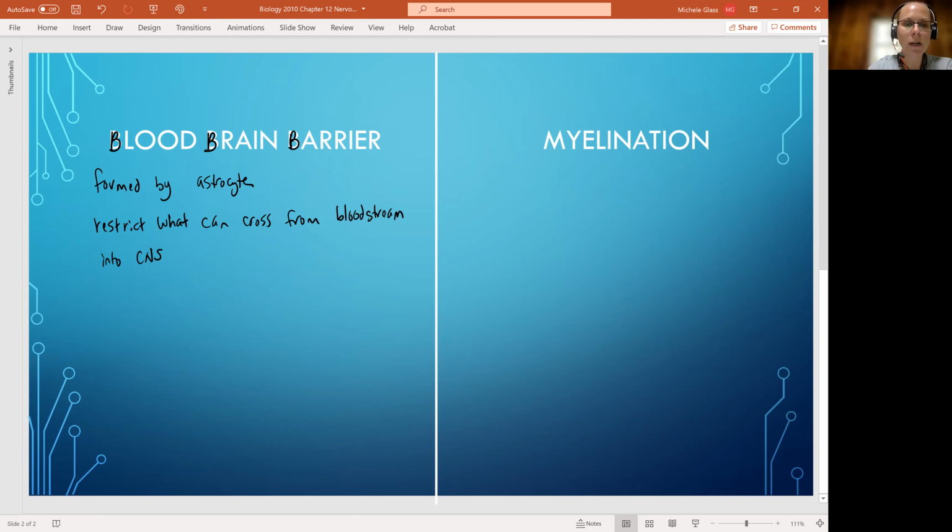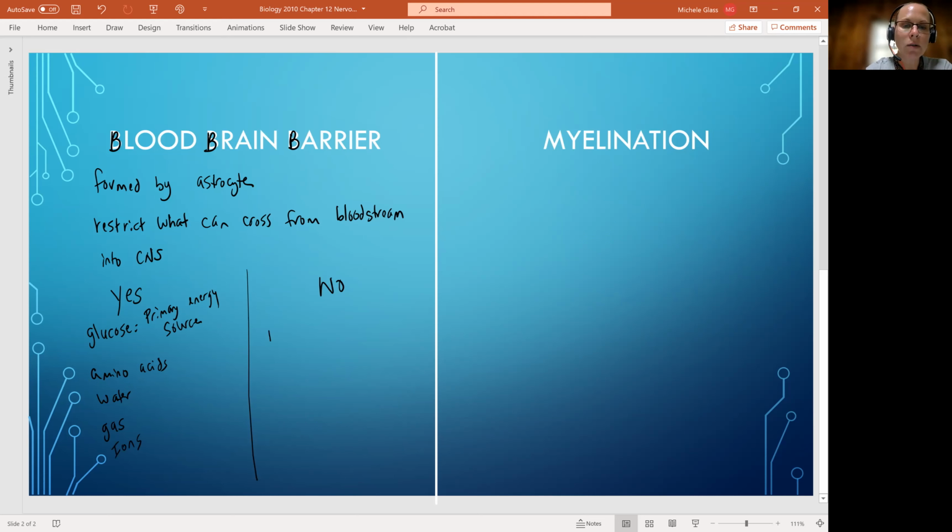So when we talk about what can cross, I'm going to do yes, can cross, no, can't cross. Things that can cross would be glucose. And this is actually the primary energy source for your neurons. We can get amino acids, we can get water, we can get gases, so that's CO2 and oxygen, and we can get ions. All of this can cross.